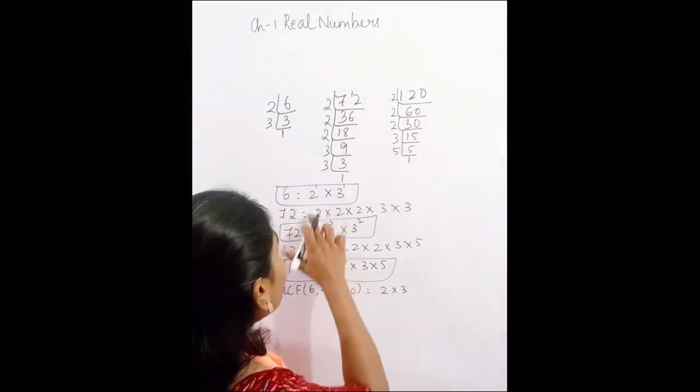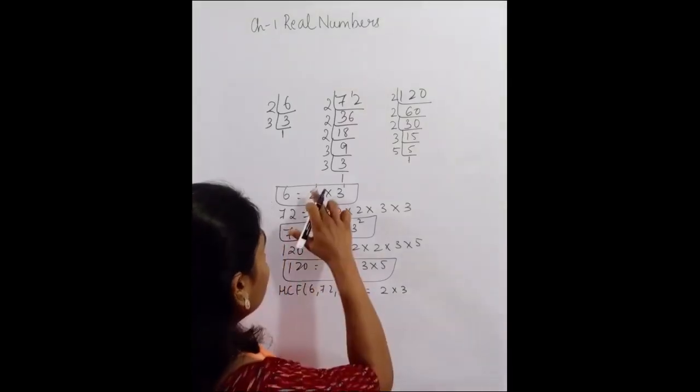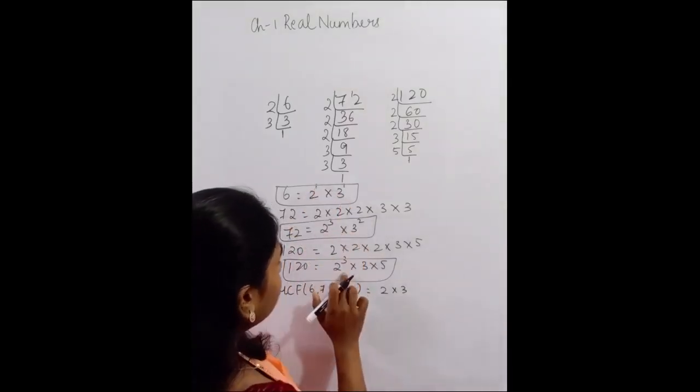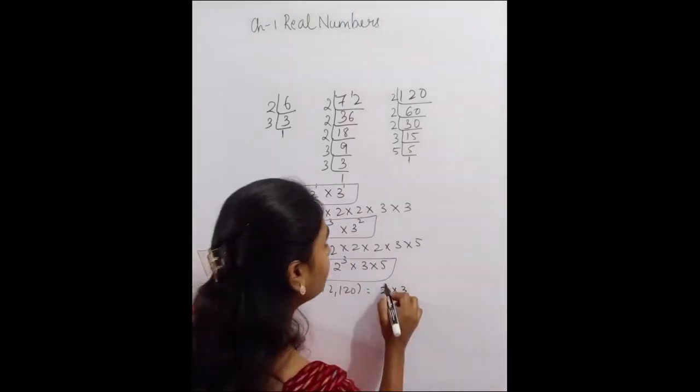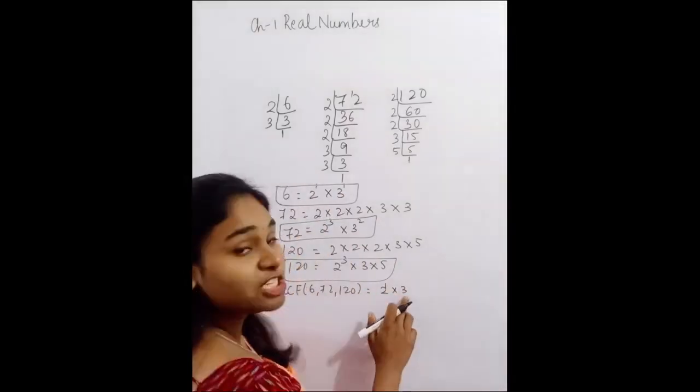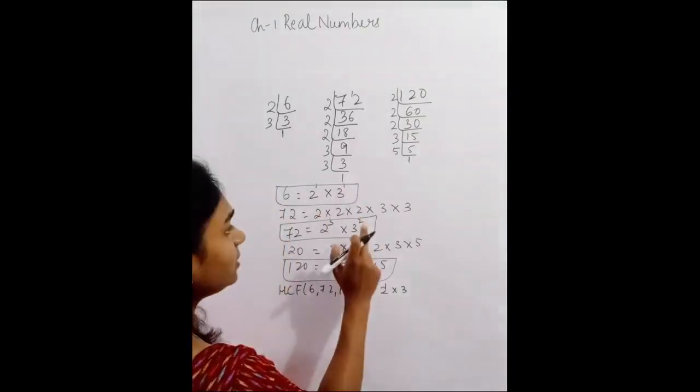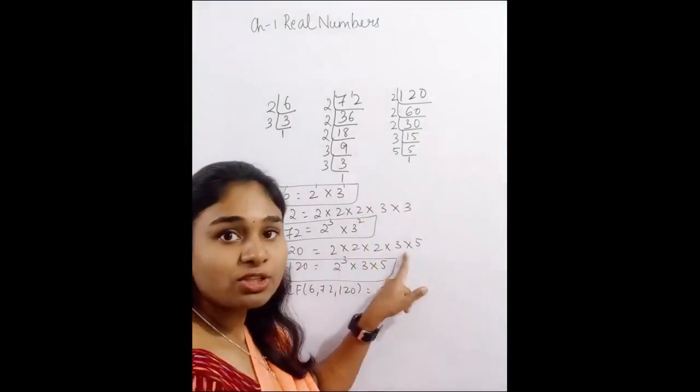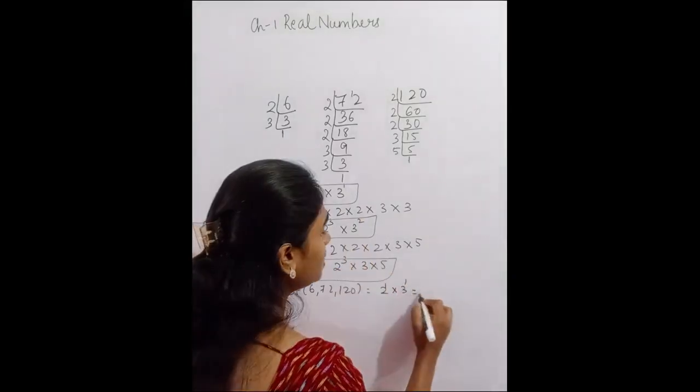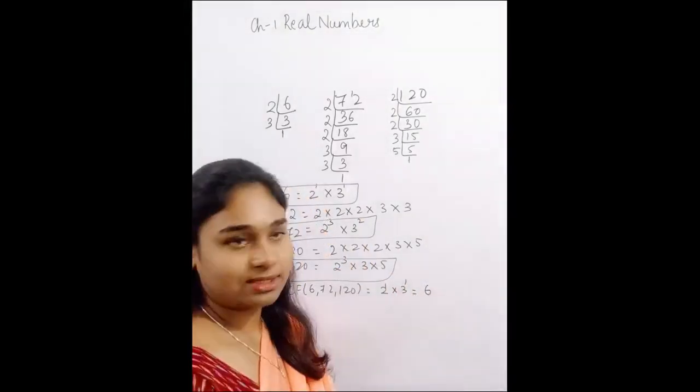Now what is the least power of 2? Here it is 1, here it is 3, and here it is again 3. So therefore 2 power 1. Now the least power of 3: here it is 1, here it is 2, and here it is 1. So the least power of 3 is 1. Therefore 2 into 3 will be 6.